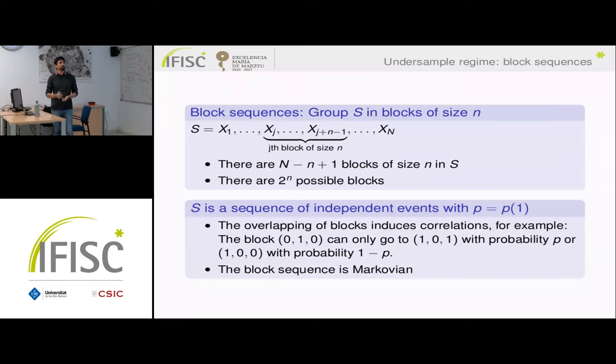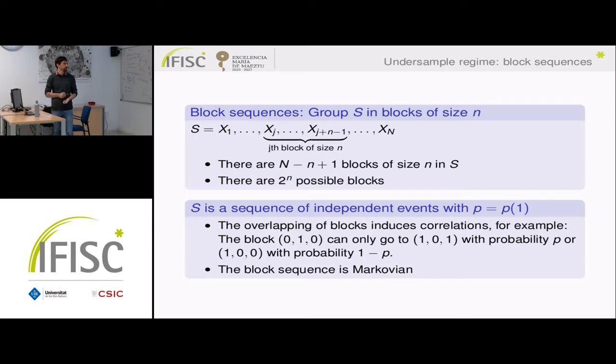So for that, we consider block sequences, in which, given a sequence, we group it in blocks of size n. For example, blocks of size 2 would be to take the outcomes in pairs, and so on. So there are N minus n plus 1 blocks of size n in the sequence, and there are 2 to the n possible blocks. And let's consider that this original sequence is composed of independent events with the probability of 1 equal to p. And in that case, the overlapping of blocks, the way they are constructed, induces correlations.